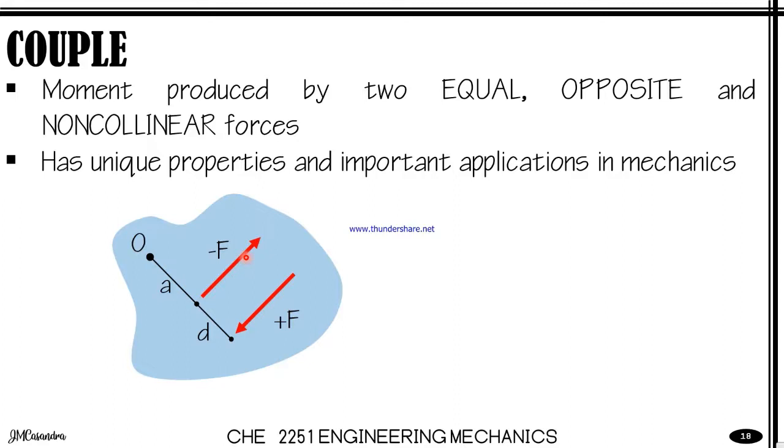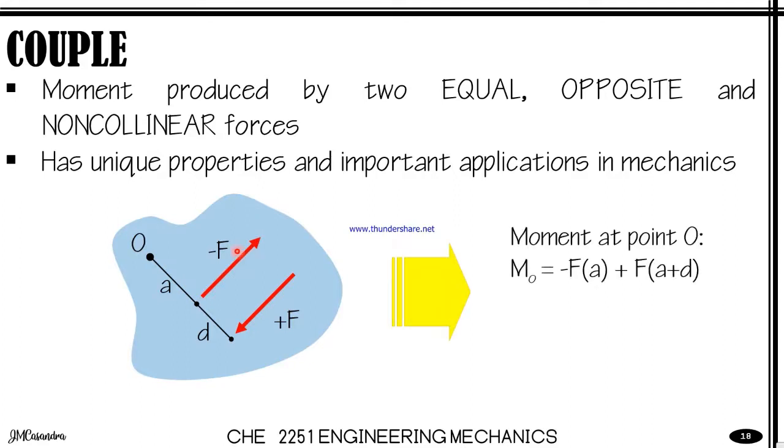So, if we take the moment of each force at point O, we'll have negative F, since it will cause a negative or counterclockwise rotation, times its perpendicular distance, lever arm A, plus positive F times its distance from O, which is A plus D. Expanding this equation, we arrive at negative FA plus FD.